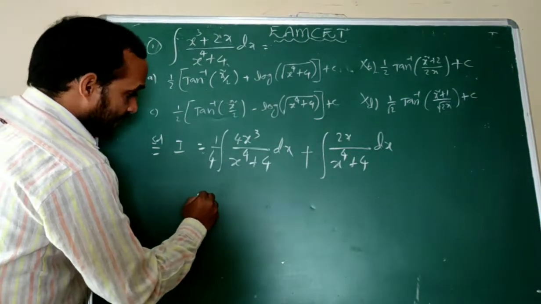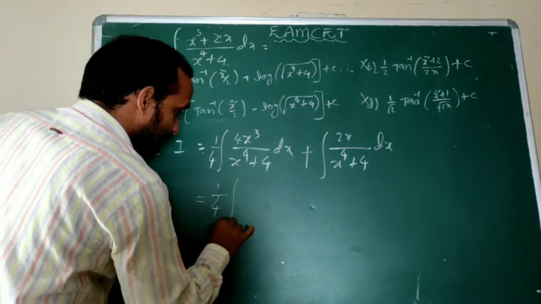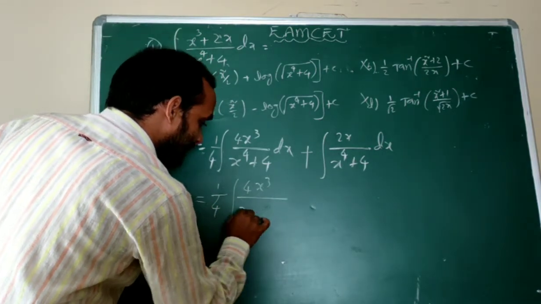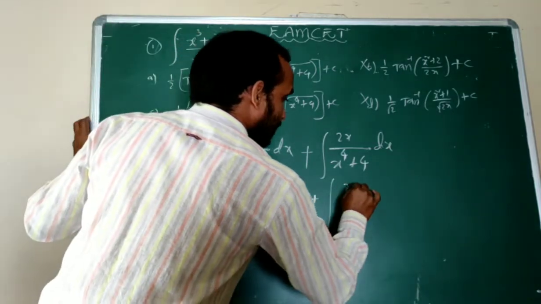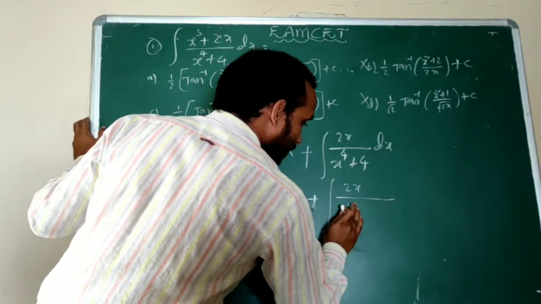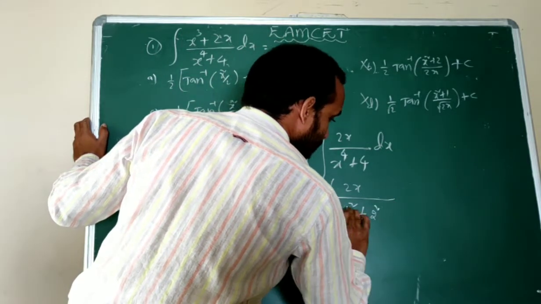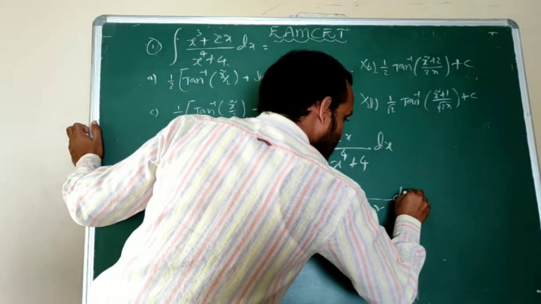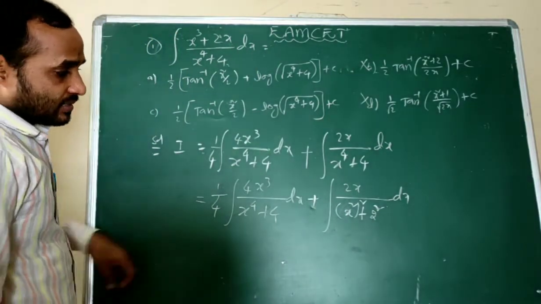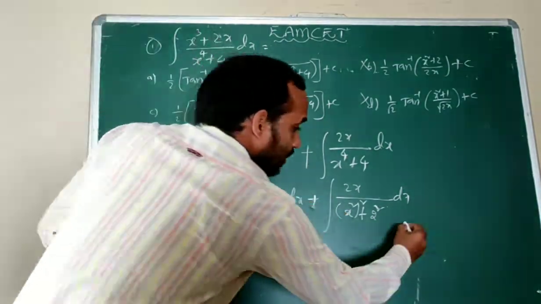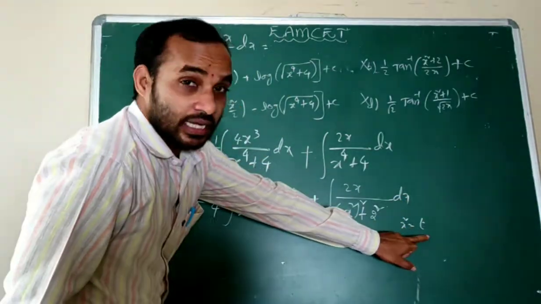So that means here, x square: 1 by 4 as it is, integration of 4x cube by x to the power of 4 plus 4 dx, plus integrating 2x by x square whole square plus 2 square dx. So we take x square equal to t. x square is equal to t, so 2x dx means here is dt.